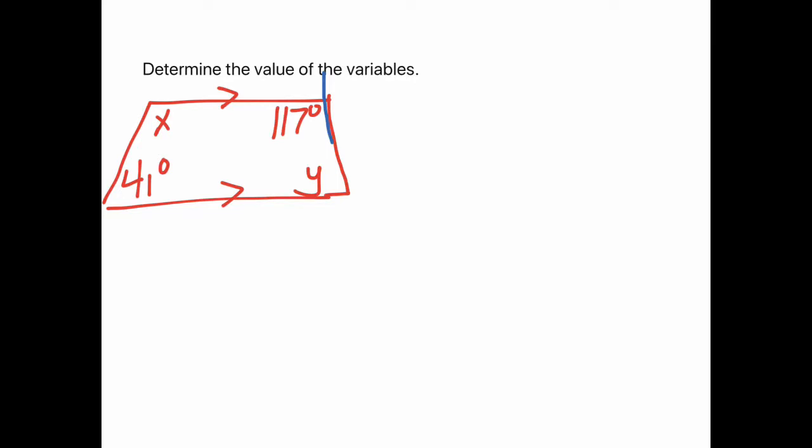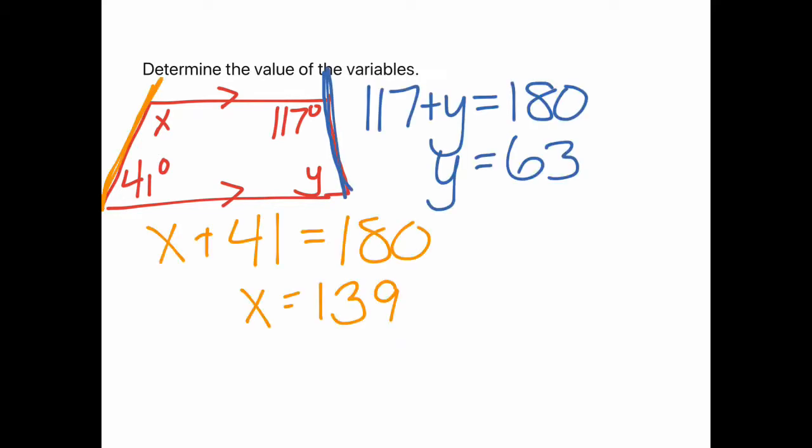So 117 plus y would have to equal 180 degrees, and we solve that with algebra to get that y equals 63. And on the other side, for the yellow transversal, x plus 41 would also have to add up to 180 degrees. When you subtract 41 from both sides, you'll get that x equals 139. Since they asked us to find the value of the variables, those are the answers. All right, let's go ahead and move on.